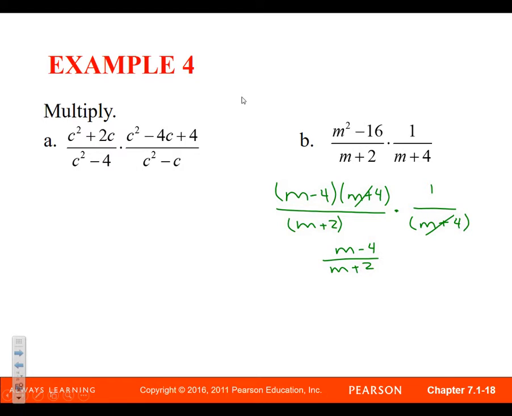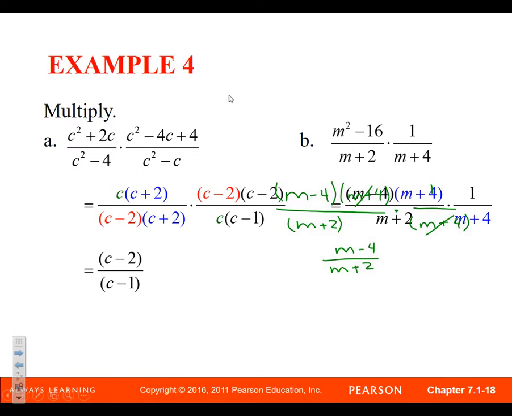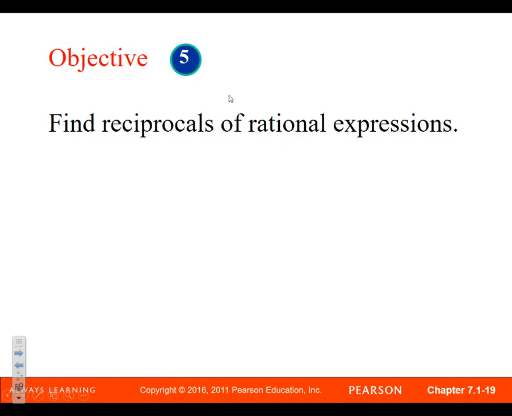All right, cool. We're good? Right on. Okay. Find reciprocals of rational expressions. Find reciprocals. You guys remember what a reciprocal is? A reciprocal is when you have a numerator.